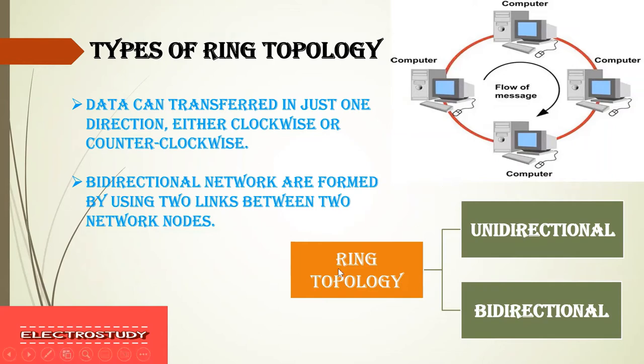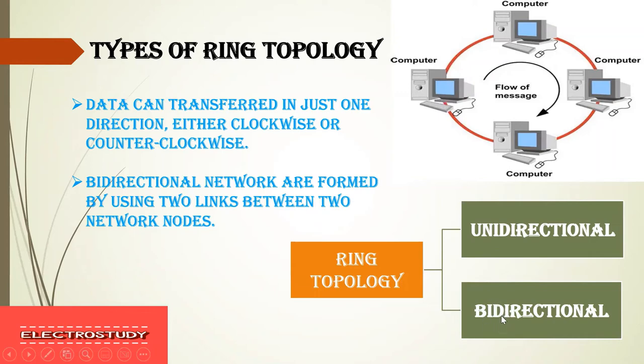So here, this ring topology is divided into two types. One is unidirectional and the other is bidirectional. In unidirectional, the data is transferred in one way, that is, as I already told, either clockwise or anticlockwise. Once it takes a clockwise path, it cannot go back to the anticlockwise path. It has to keep rotating only in the clockwise direction until it reaches the particular destination node.